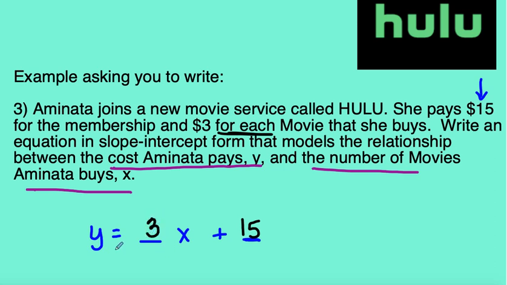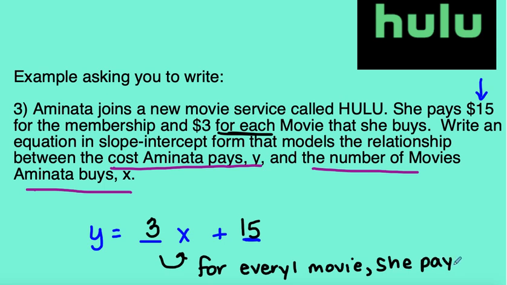So let's think about this. Y equals 3x plus 15. She pays the $15. And then for every one movie, she pays $3. And if you think about a slope as like 3 over 1, right? The amount per movie.